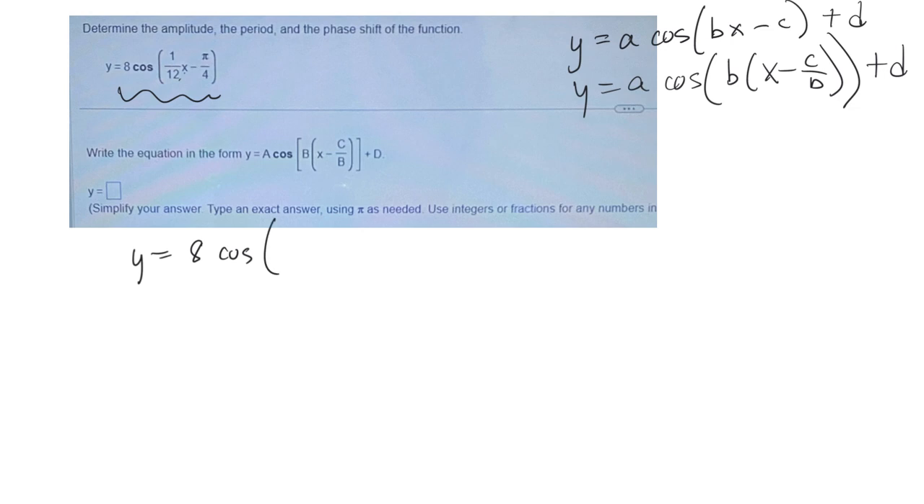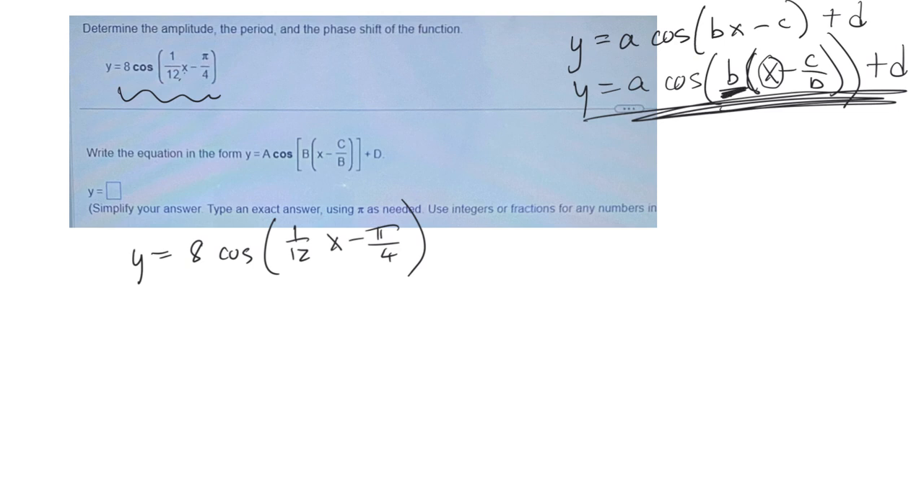8 cos 1/12 x minus pi over 4. So I want to make it look like this one, so there's just an x there and a bracket, and I have something factored out. So this will be 8 cos, and then I'm going to factor out a 1/12 out of this and this. If I divide 1/12 on this one, they cancel out, so I just have an x. And then I have to take this pi over 4 and divide it by 1 over 12.